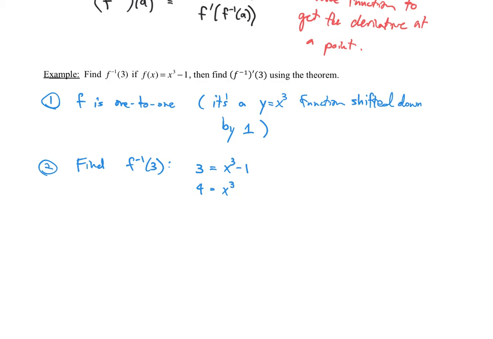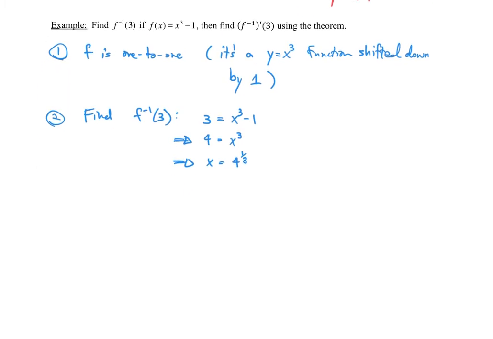And then now I want to find the cube root of both sides. So when I find the cube root of both sides, that's going to give me that x is going to be equal to the cube root of 4. And I'm going to express that in exponential form. Okay. Then the last thing I need to do before I plug it all into my formula is I need to find the derivative of f. So what is f prime of x going to equal? I just want to differentiate x cubed minus 1.